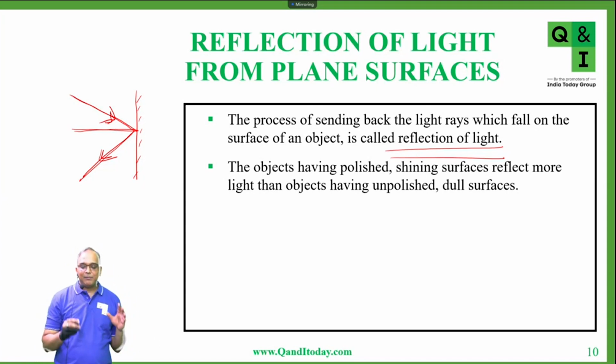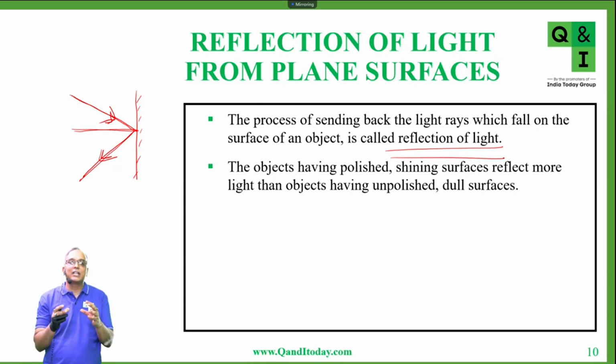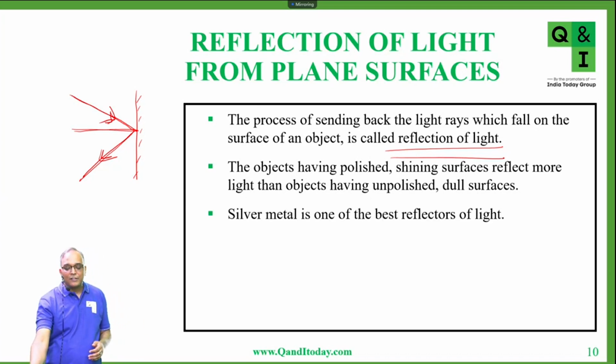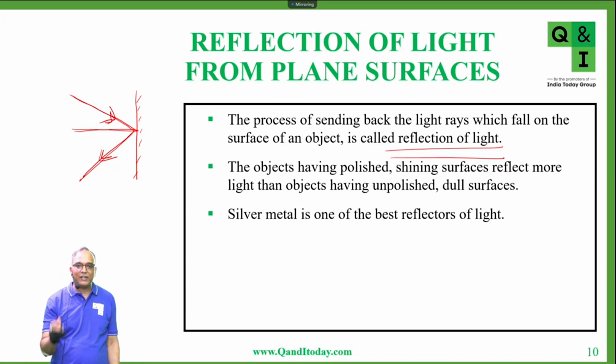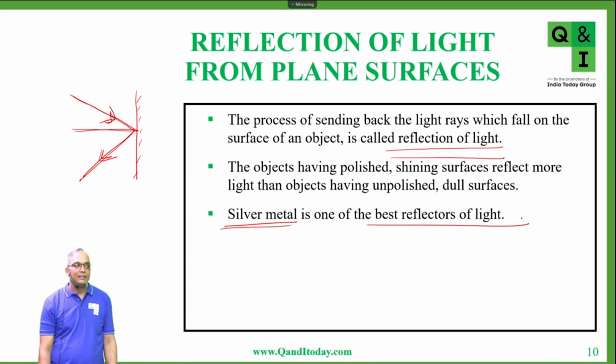The objects having polished shining surfaces reflect more light than objects having unpolished dull surfaces. So those surfaces which are shining, which are polished, will reflect more light as compared to surfaces which are not polished, which are dull surfaces, which are not very plain. In that case, the reflection is lesser. So silver metal is one of the best reflectors of light, and that's why we do the silver coating to make the plane mirror. Clear?